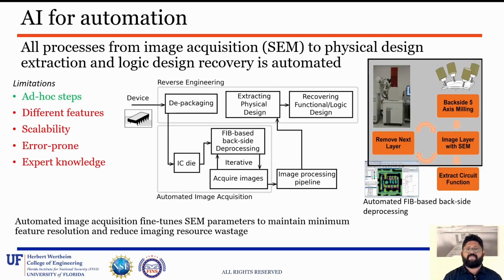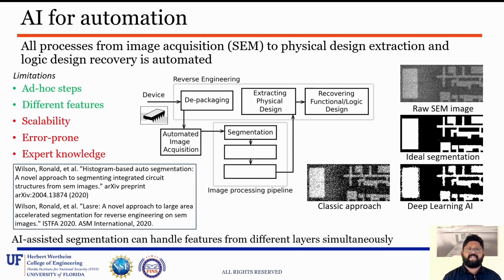For instance, we can automate the acquisition of SEM images from the sample IC. The processing can be automated using techniques like flip-side milling using a focused ion beam, and image acquisition can be automated by automating the SEM. Next, segmentation can be automated by using a variety of machine learning and deep learning methods. We found that deep learning-based segmentation models are the most effective.